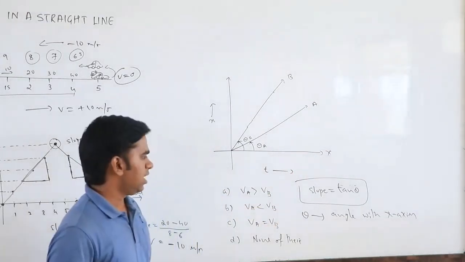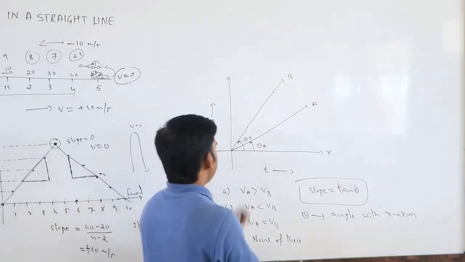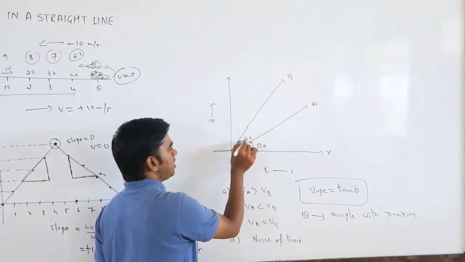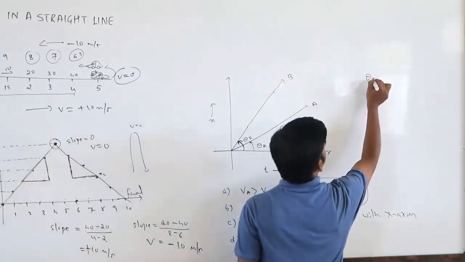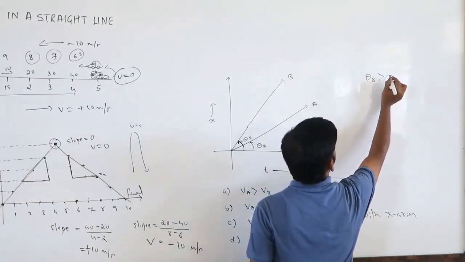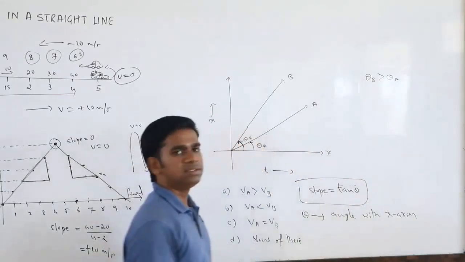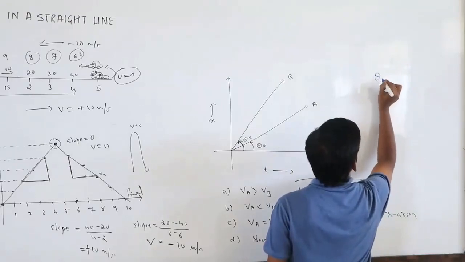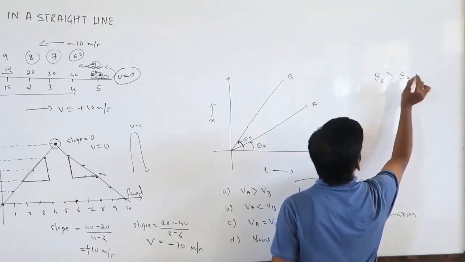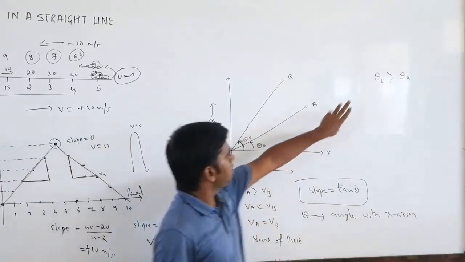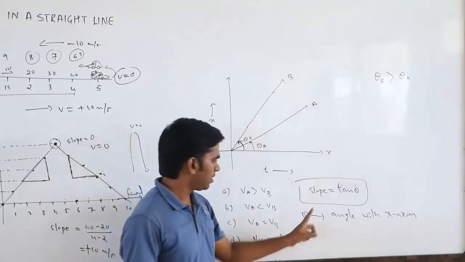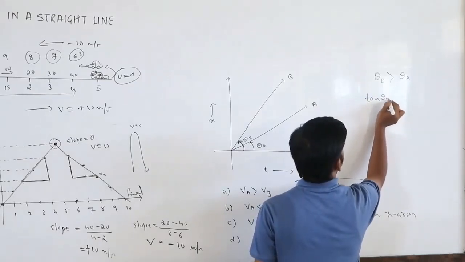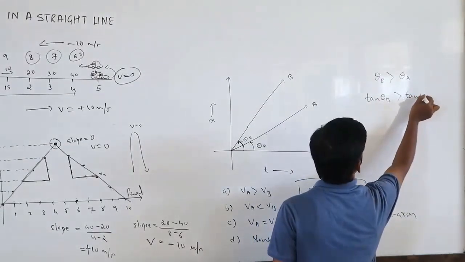Now, is the angle of B greater or the angle of A greater? Obviously, the angle of B is greater. That means theta B is greater than theta A. Theta B is greater than theta A. If theta B is greater than theta A, then tan theta B is greater than tan theta A.